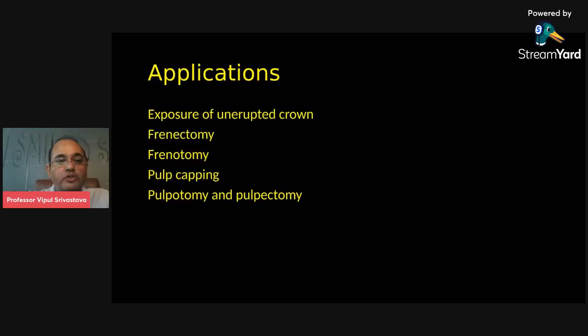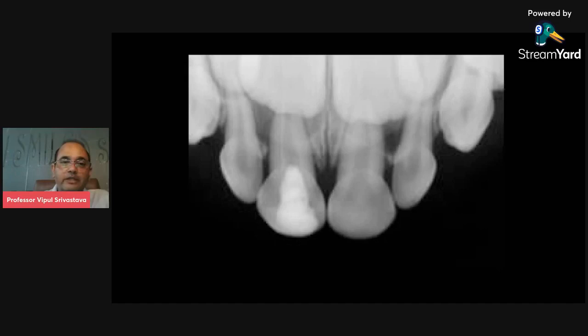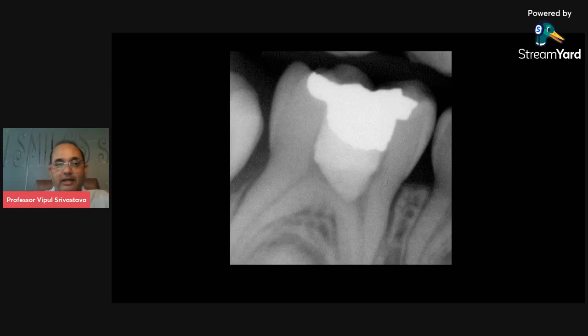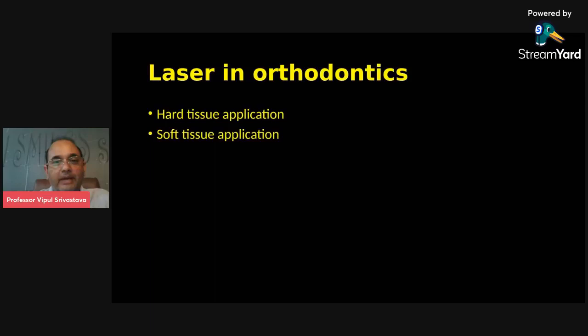These are the x-rays where I've used laser for pulpotomy and pulpectomy. Some more cases. In my next webinar, I will give a more detailed introduction of all these procedures.